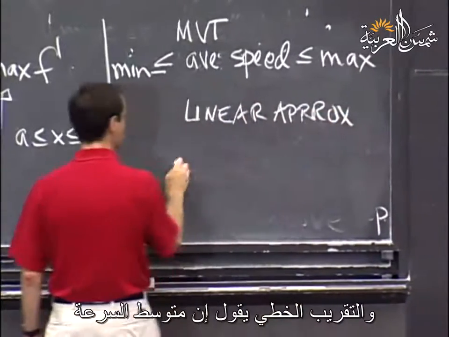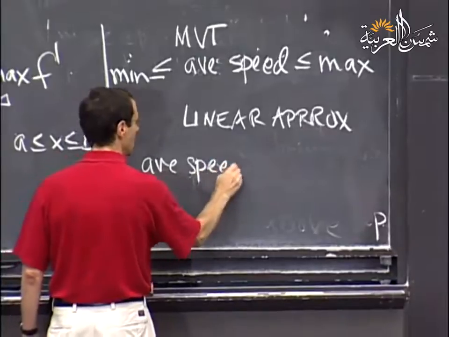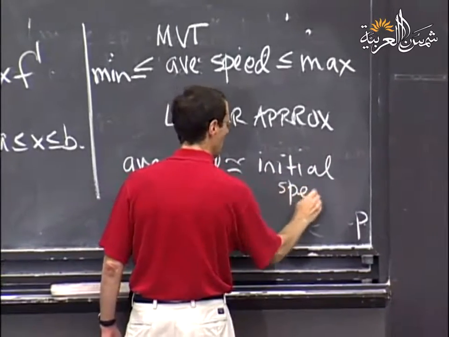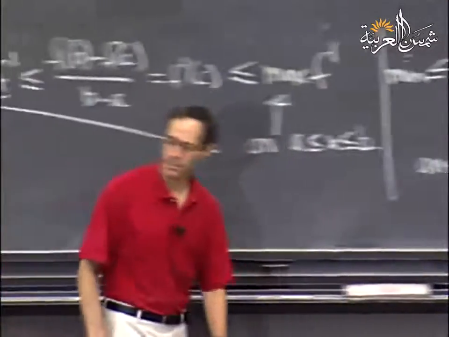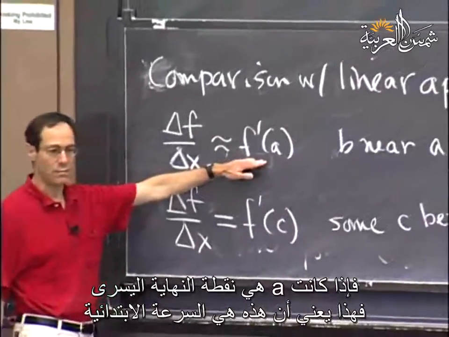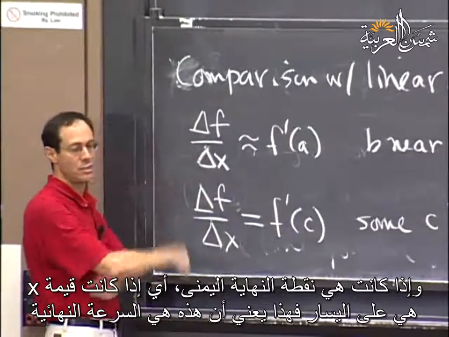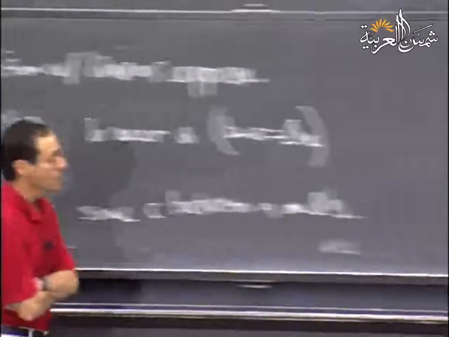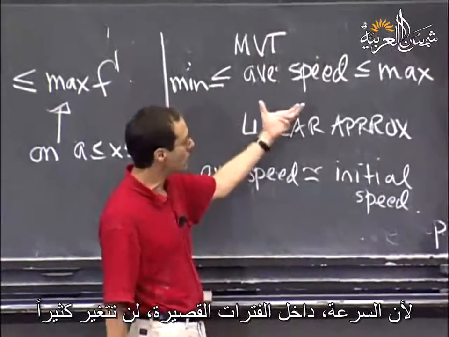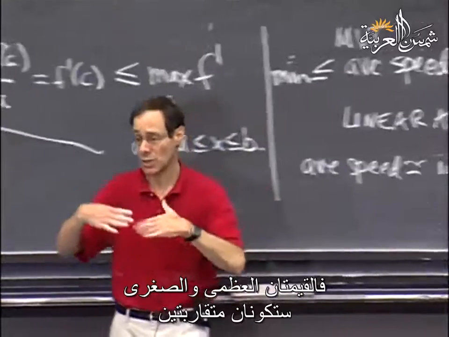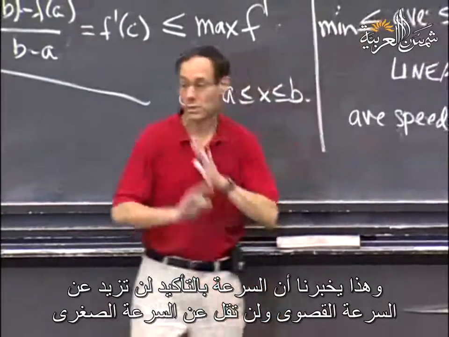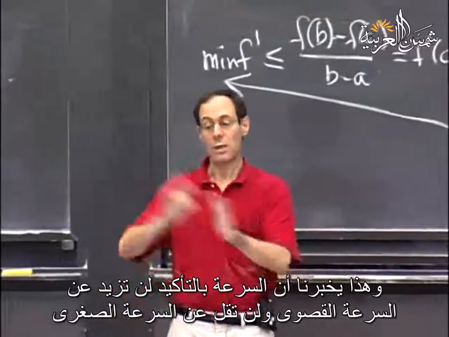The linear approximation is saying that the average speed is approximately the initial speed, or possibly the final speed. So if a is the left endpoint, then it's the initial speed. If it happens to be the right endpoint, if the value of x is to the left, then it's the final speed. So you can see it's approximately right because the speed when you're on a short interval shouldn't be varying very much. The max and the min should be pretty close together. So that's why the linear approximation is reasonable. And this is telling you absolutely it's no less than the min and no more than the max.